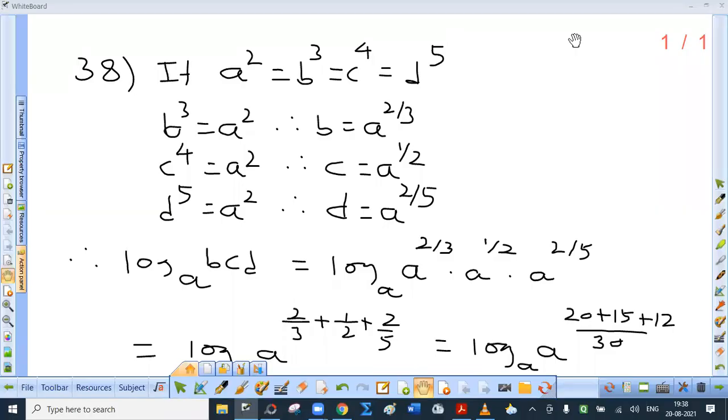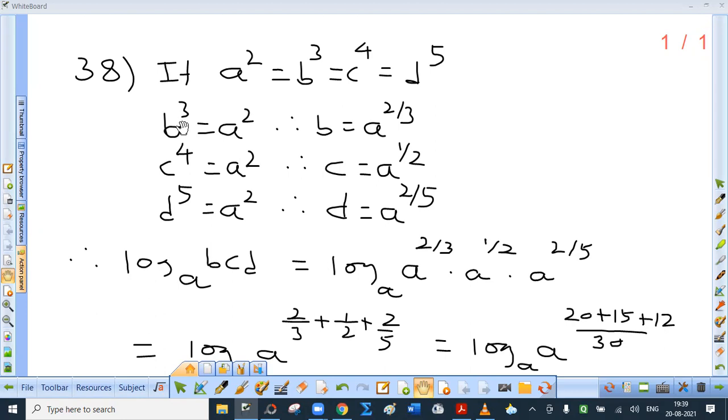Sum number 38. If a square equal to b cube equal to c raised to 4, equal to d raised to 5, show that log bcd to the base a is 47 by 30. Now you have to use common sense. Log bcd is just 47 by 30. This means bcd should be expressed in terms of a, so that we get log a to the base a, which is 1, right?